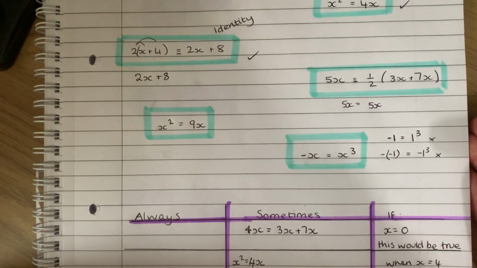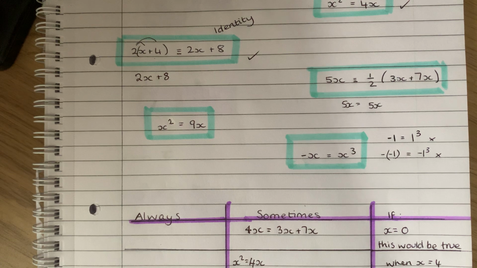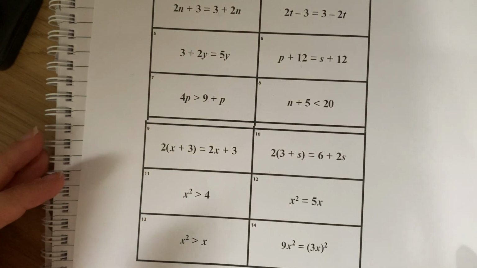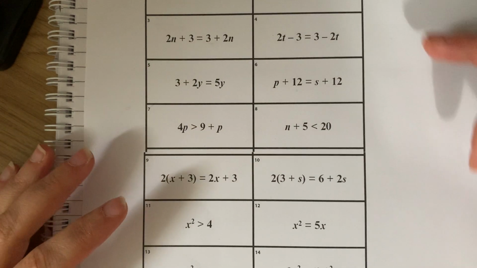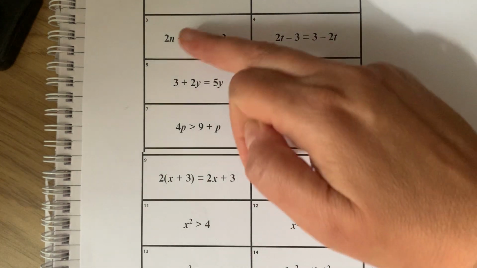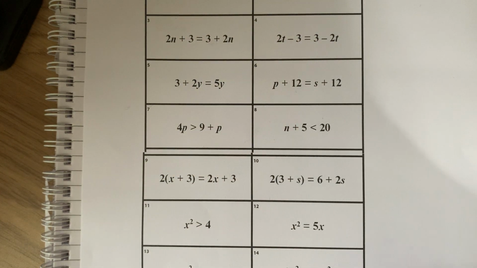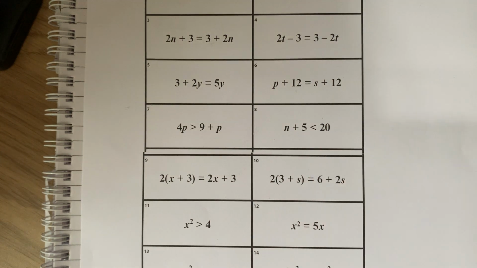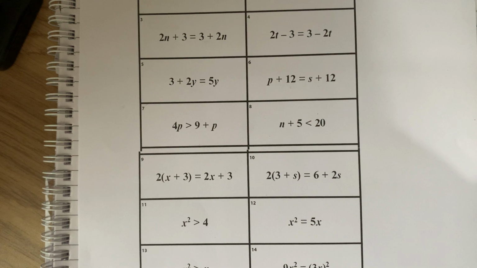Okay, now what you've got now is a worksheet to do, which you'll need to print out, or you don't necessarily need to print it out because you've got them here. So you've got 14 expressions. Now on a piece of A4, you're going to create a poster and you're going to justify whether they are always, sometimes, or never true. Some of them will be identities. Some of them, here we've got an inequality. So you have to come up with whether it's always, sometimes, or never true.